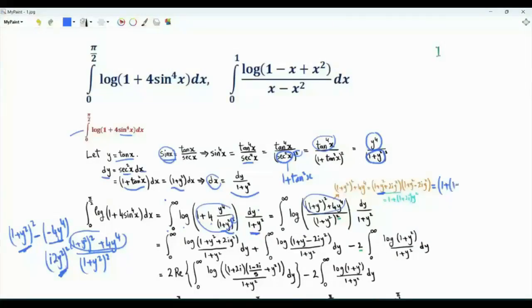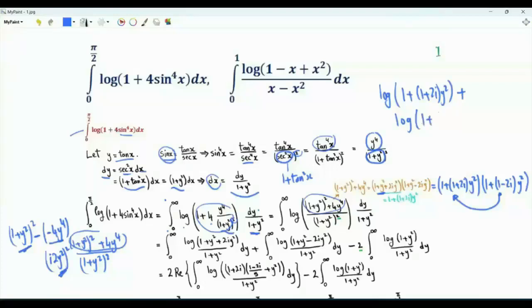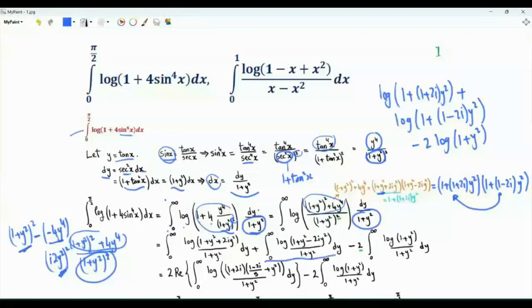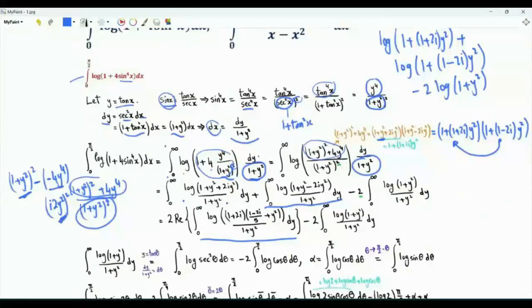This is equal to 1 plus 2i times y squared. The other bracket is 1 plus 1 minus 2i y squared. This is the complex conjugate of that. The integrand contains the logarithm of 1 plus 2i times y squared plus log 1 plus 1 minus 2i times y squared, then minus 2 log 1 plus y squared. Every one of these terms is divided by 1 plus y squared. We have three integrals. The second one here is the complex conjugate of the first. So we can focus on the first one, then take the real part and multiply by 2.